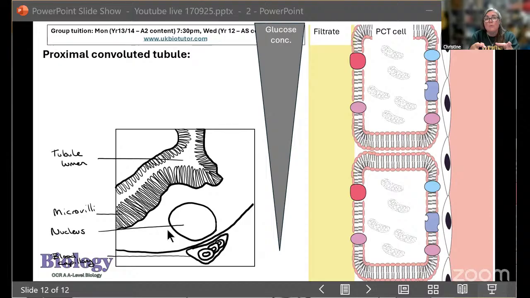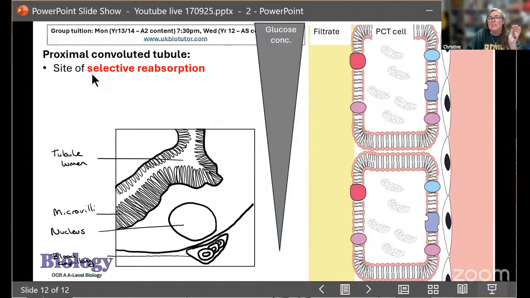Cells, we know, have organelles inside. So one of the things that we need to understand about the proximal convoluted tubule is that it is a site of selective reabsorption. Well, what does that mean? It doesn't reabsorb everything. It doesn't allow everything to get through. It only reabsorbs the stuff that needs to be moved back into the bloodstream.